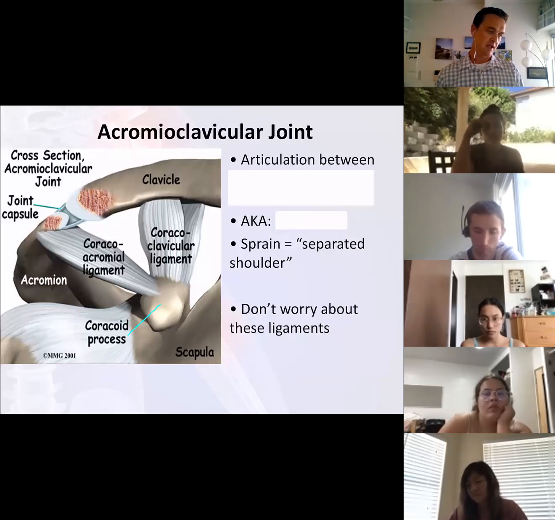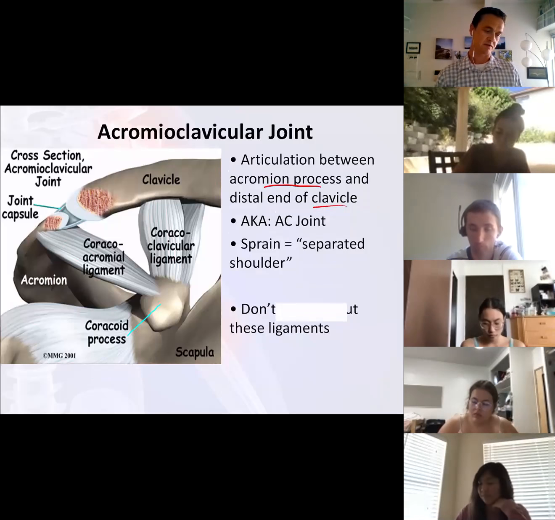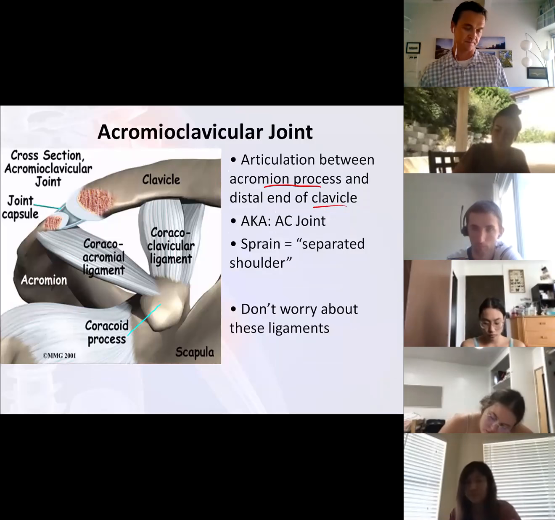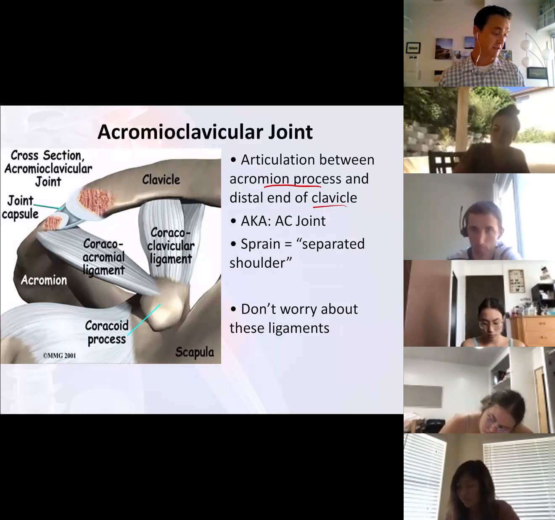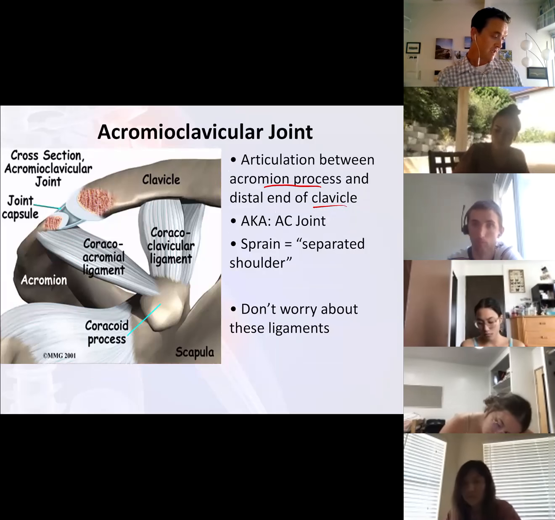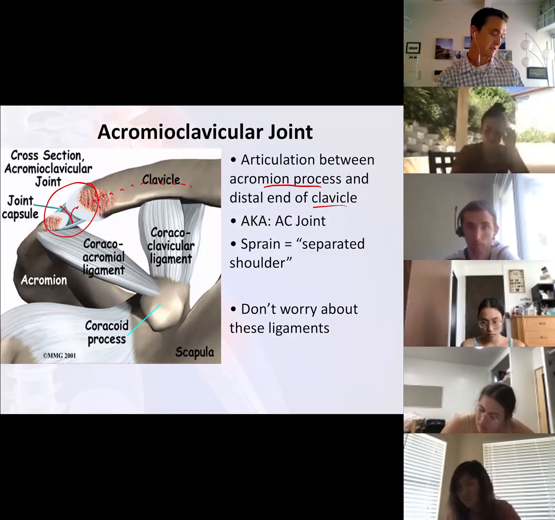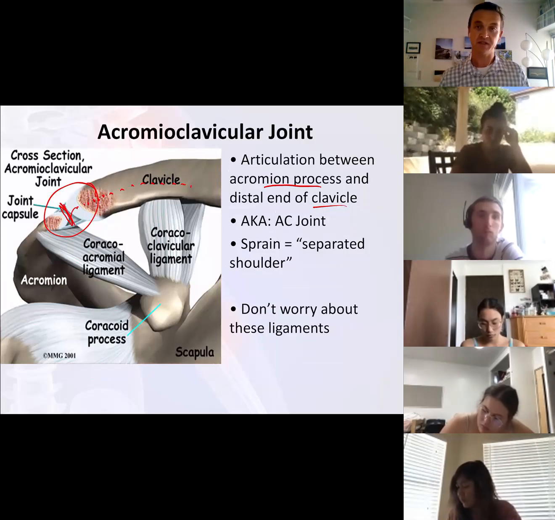The AC joint is the articulation between the acromion process, that's the A part, and the clavicle, that's the C part, also known as the AC joint. Like I just mentioned, when you sprain this joint, that is what's called a separated shoulder. We can see that joint right there. You were walking your finger out on the clavicle, and right before you get to the acromion, you can feel that joint space. It feels like a little dip.